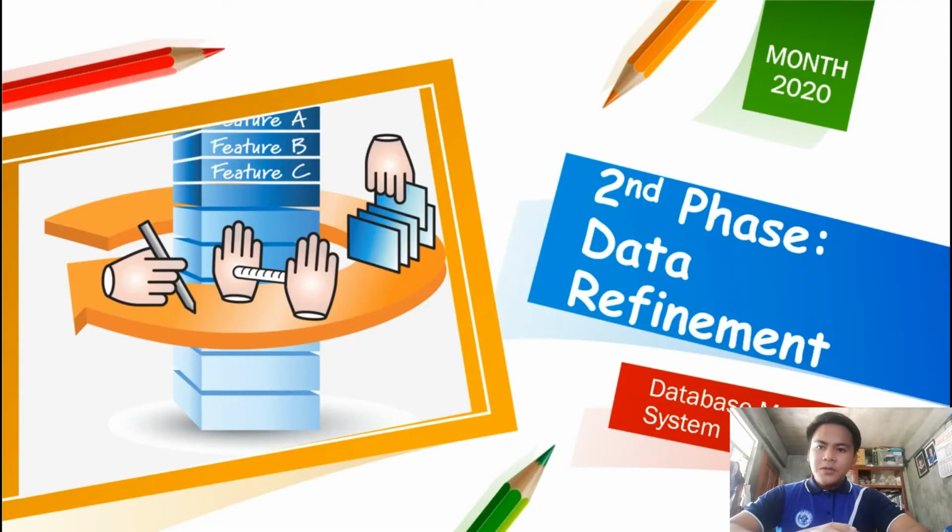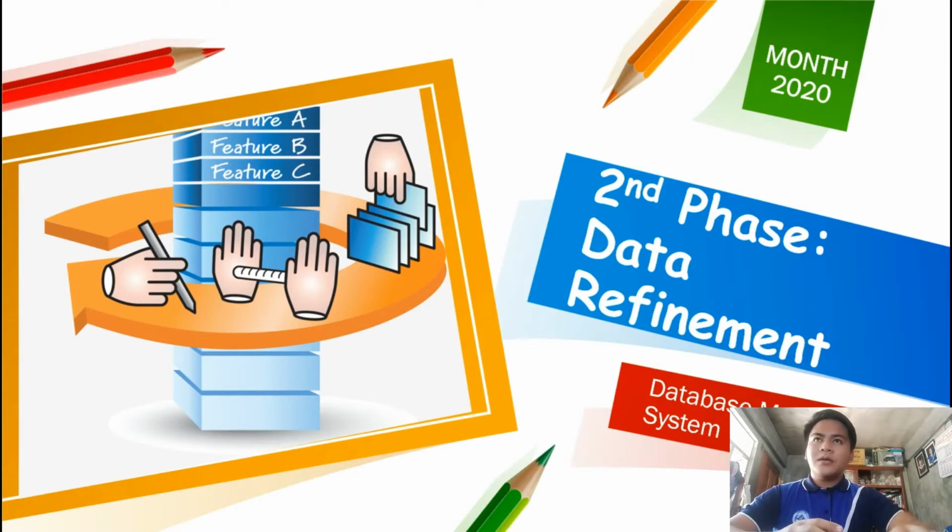Okay, so last meeting we're done already with the first phase of database planning and design. Now for today's video, we are going to proceed to the second phase of database planning and design, which is what we call data refinement. From the word refine, we are now going to arrange the information that we collected or that we need for a certain database.